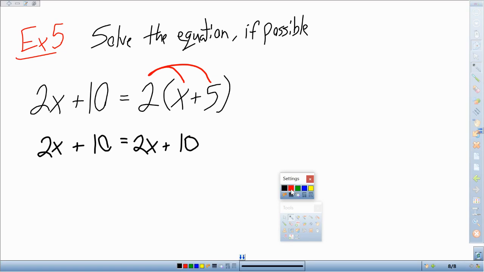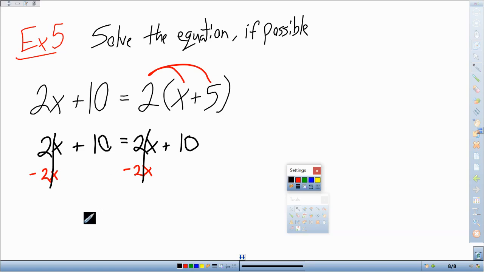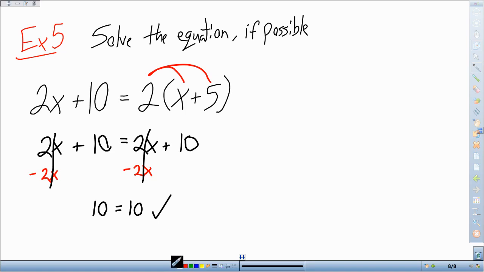Just like before, variables on both sides. I'm going to take this 2x and subtract it from the left. If you notice here, again, variables are eliminating, and what we're left with is 10 on the left equals 10 on the right. So again, variables are eliminated. We're asking ourselves, does what we're left with actually make sense? Does 10 equal 10? Yes. Sometimes I like to put a little check mark. Yes, it does make sense. So our answer is not going to be no solution. It's actually the opposite of that, and it's going to be all real numbers.